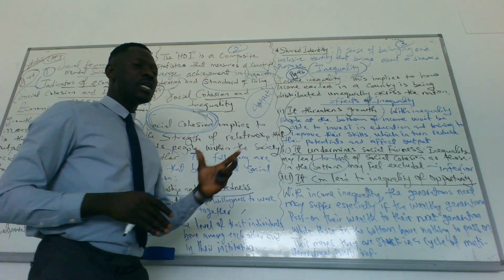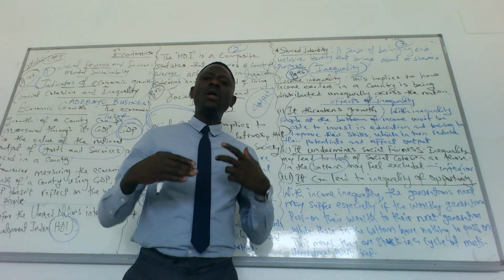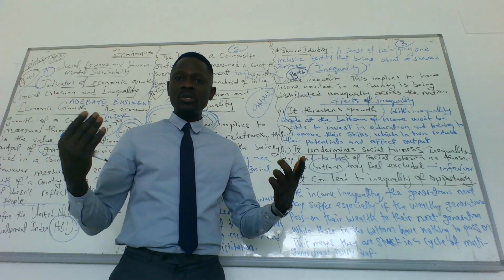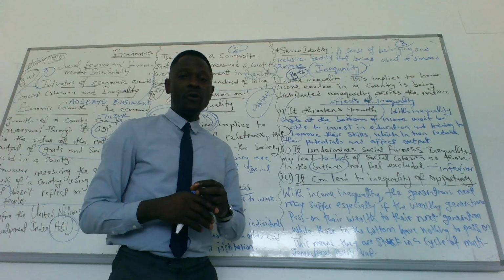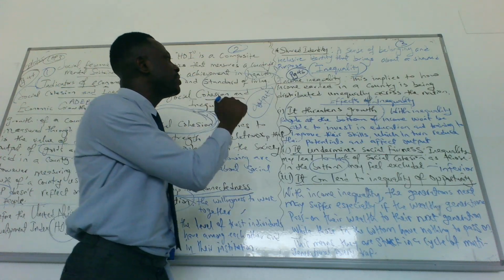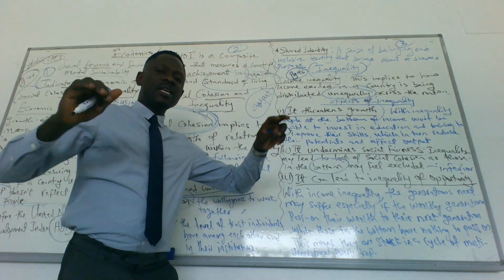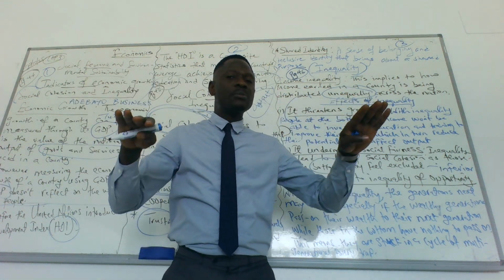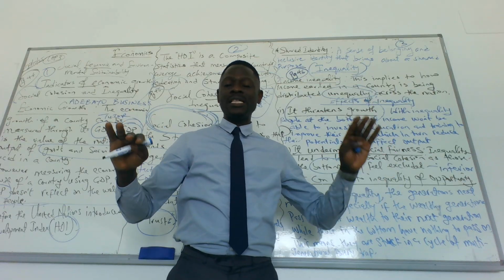And that takes us to inequality. When we talk about inequality, we're simply talking about unequal distribution of wealth, unequal distribution of income in the society. So I'm going to read further. Income inequality. This applies to how income earned in a country is being distributed unequally across the nation. That means there's no equal opportunity in terms of income, in terms of access within the society, and that is what we call inequality.